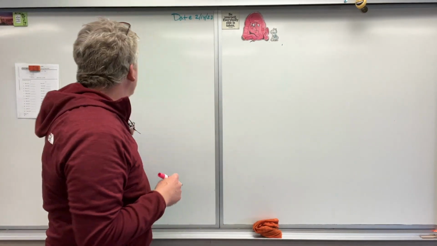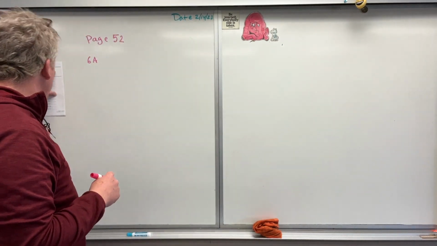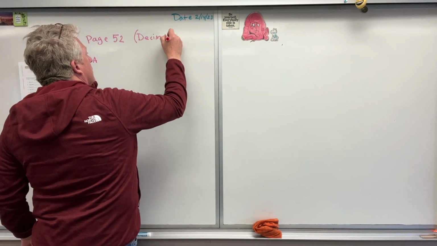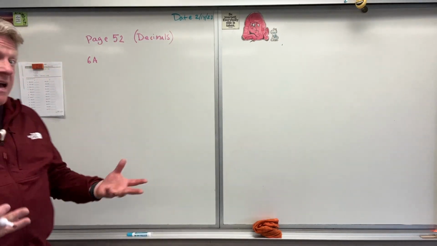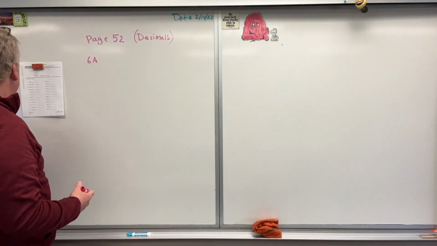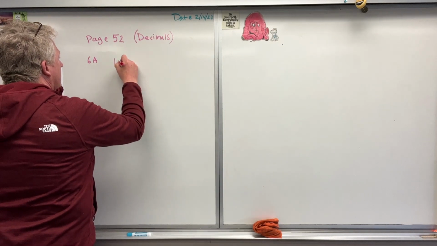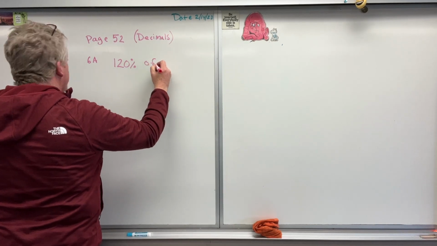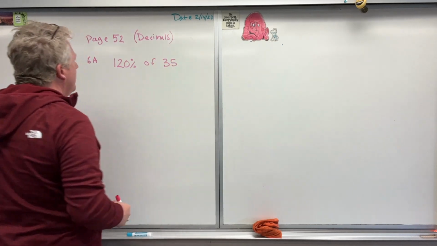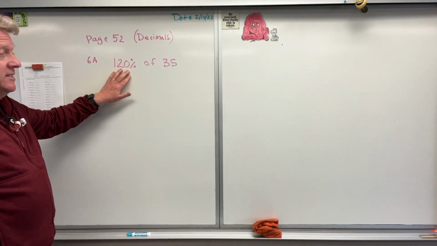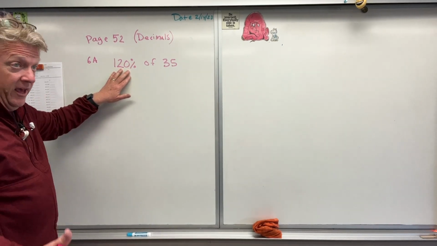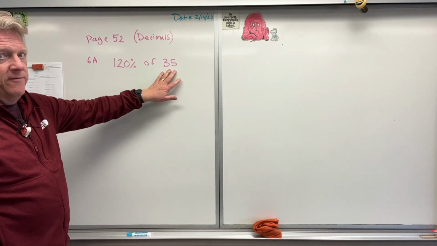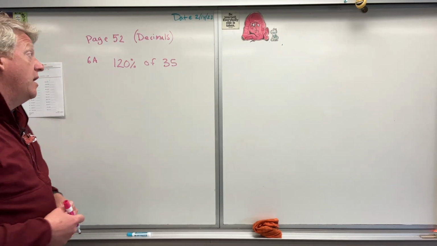All right, we're here now. We're going to look at page 52, which talks about using decimals to solve the exact same kind of problems. We're going to be looking at problem 6a, which says try again, Mr. Bell, 120% of 35. All right. We already know just from looking at this that 100% of a number is the whole thing. So since we're looking at 120%, that means we're going to end up with an answer larger than 35, just so we can have that in our minds when we go, right?